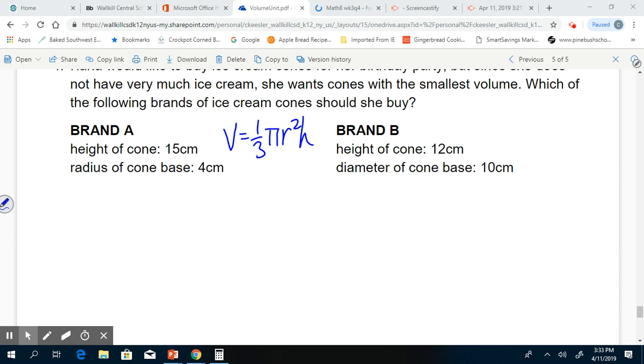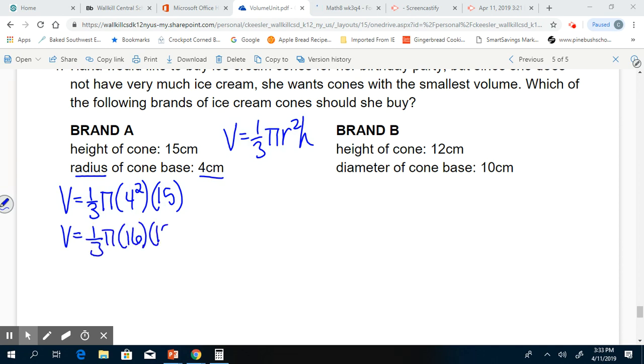Brand A, we have volume equals 1/3 pi, radius is 4, so that's 4 squared, and times the height, which is 15. So volume equals 1/3 pi times 16 times 15. I'm going to move around this 1/3 and get rid of it. A third of 15 is 5, so pi times 16 times 5. And 16 times 5 is 80, so we have volume equals 80 pi.